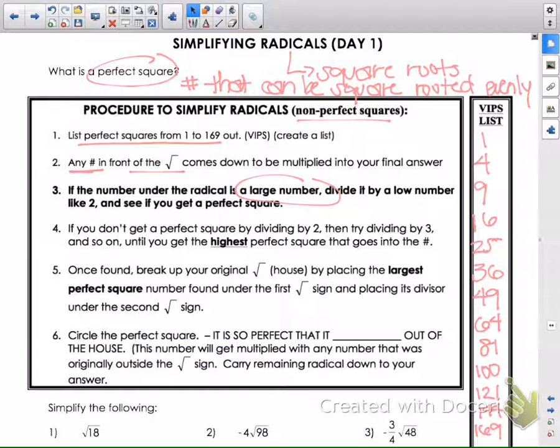Okay? If you don't get a perfect square, there's other ways to do this, to think about it, that I will show you. The steps really, honestly, don't make sense until I do an example with you, if we're just being completely honest. So I'm just going to go through number 1.